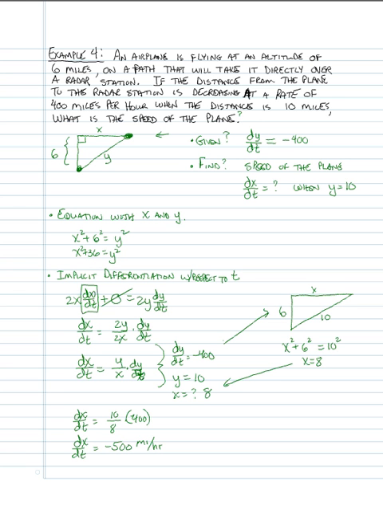Now, we have this issue again. The reason that this is negative is because x is actually getting smaller. We're flying toward the radar station. But to answer our question, we would ignore that negative, wouldn't we? We would say the speed of the plane is simply 500 miles per hour.